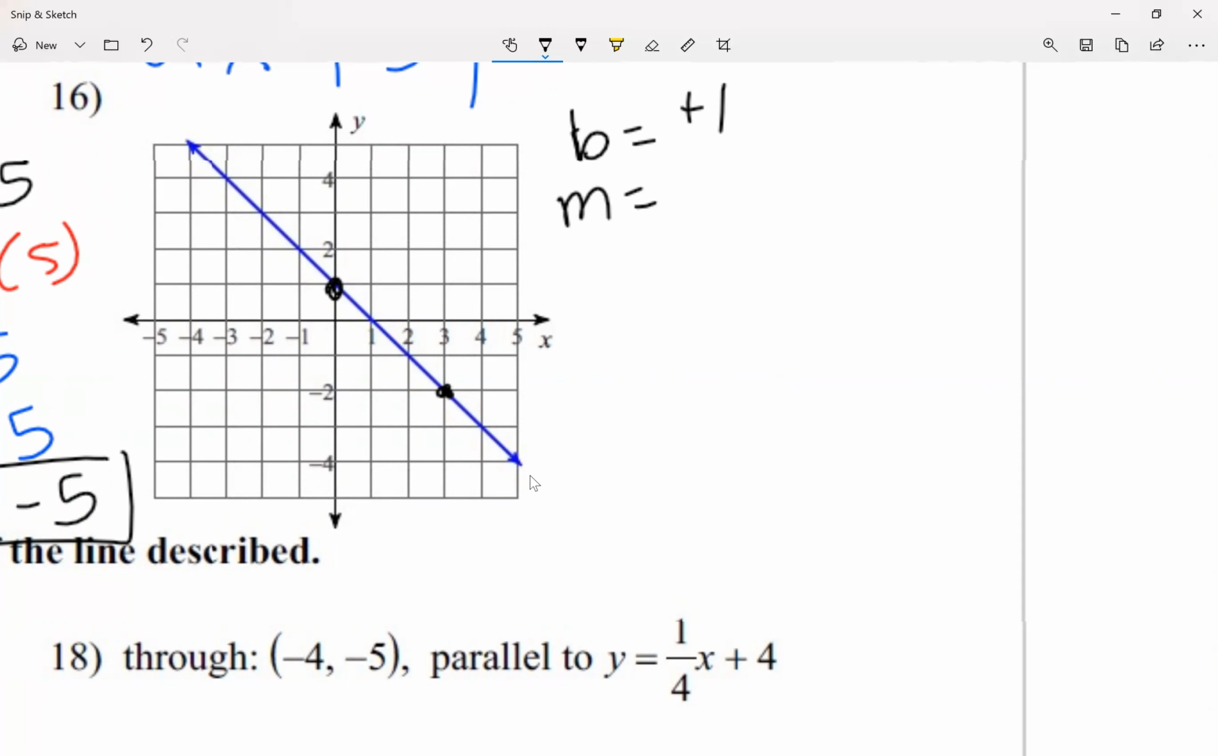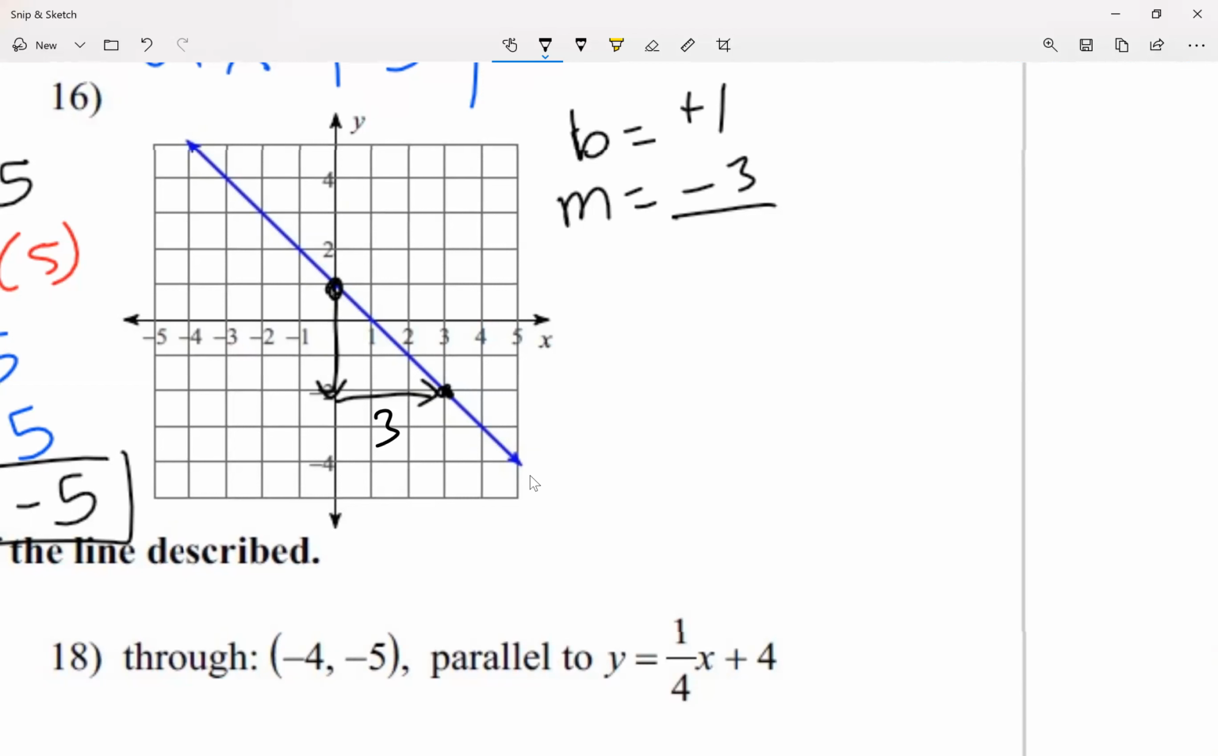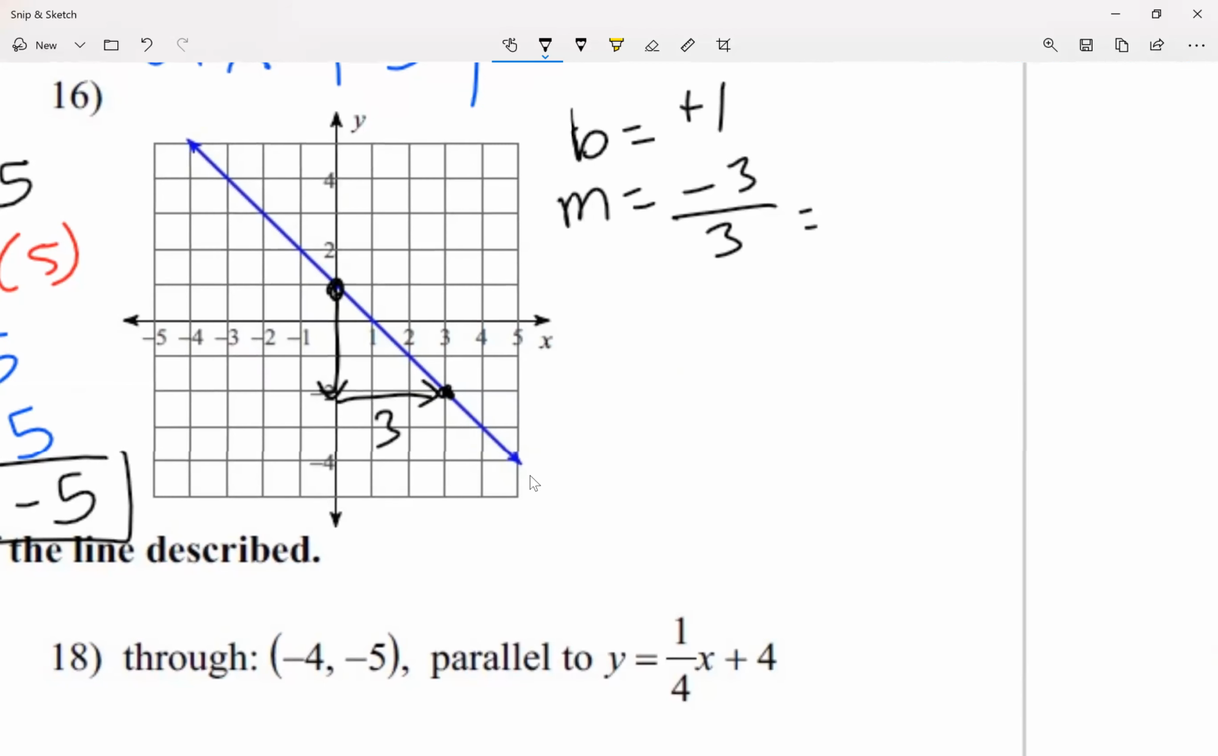So it seems like I go down 3 spaces. So on the top of my fraction, let me put negative 3 because it goes down. And then 3 to the right. So that simplifies to a negative 1. So to begin with, I'm just going to write y equals negative x, right? I'm not going to do negative 1x. It's negative x plus 1.